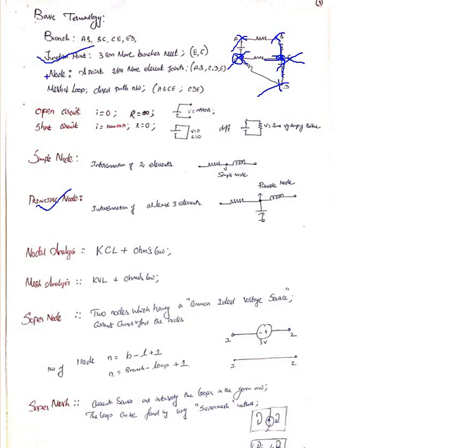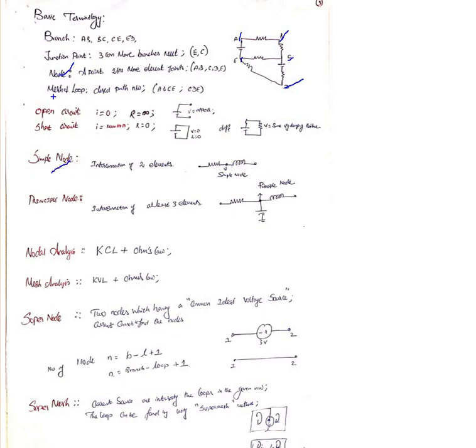Okay, what is a node? A node means a joining point of two elements. Two elements, okay, two and above. So a joining point of two or more elements. A is an element, so a two-element joining point. A, B, C, more than two. C, D, E. So these are the nodes. A two-element joining point is called a simple node, you can say.